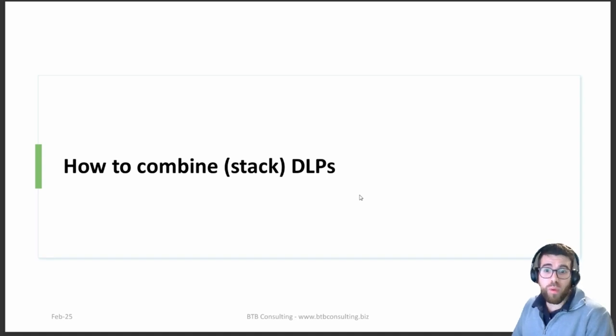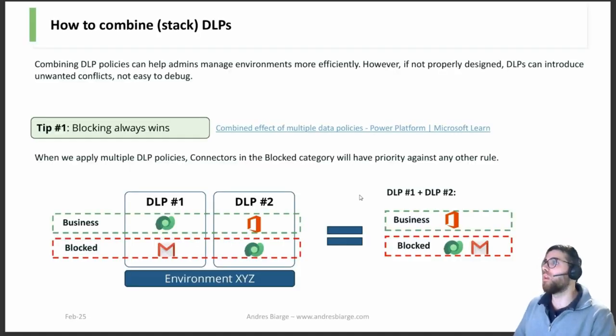All right, so how can we combine DLP policies? And why is that important? First, why is that important? Because we want to have an easy way to manage connectors at scale across all our organization. If we have lots and lots of environments, even a couple dozen environments, it's important to have a proper DLP strategy, and that includes how to combine them effectively. And trust me, you need to read the documentation in detail because you can introduce quite a mess if you combine them in the wrong way.